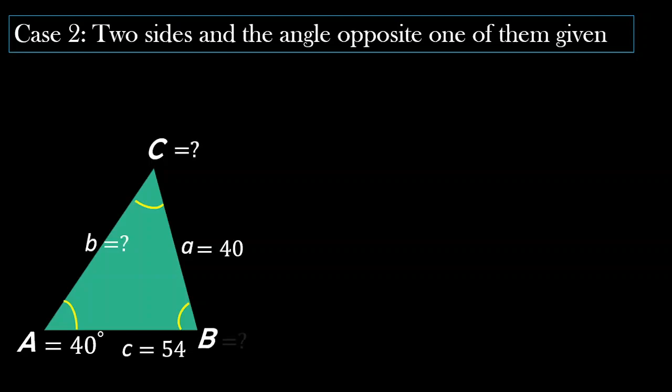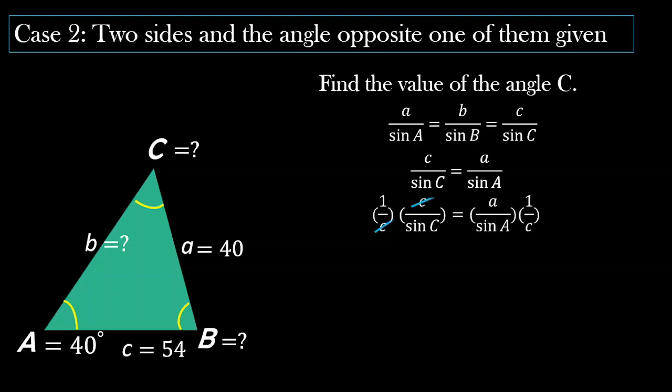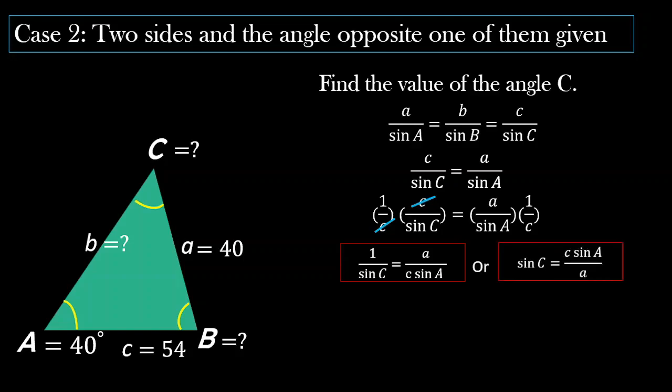Use the formula of law of sines. Since the value of side a and angle A are available, then we can pair it with c all over sine C. So we use c all over sine C is equal to a all over sine A to make a formula for sine C. Multiply 1 all over c to both sides of the equation. It gives us 1 all over sine C is equal to a all over c times sine A. Get the reciprocal of the equation. Sine C is equal to c times sine A all over a.